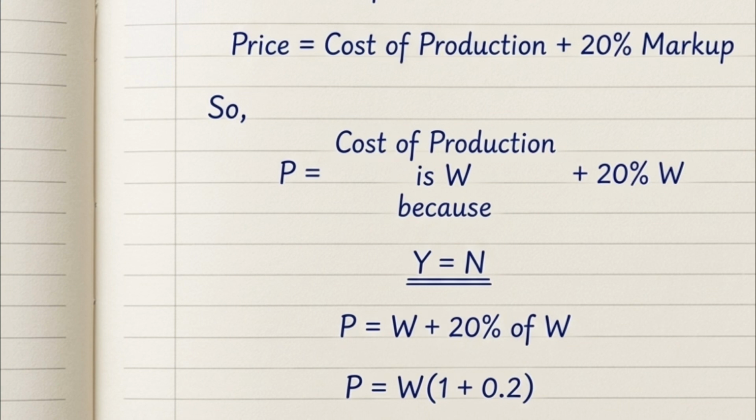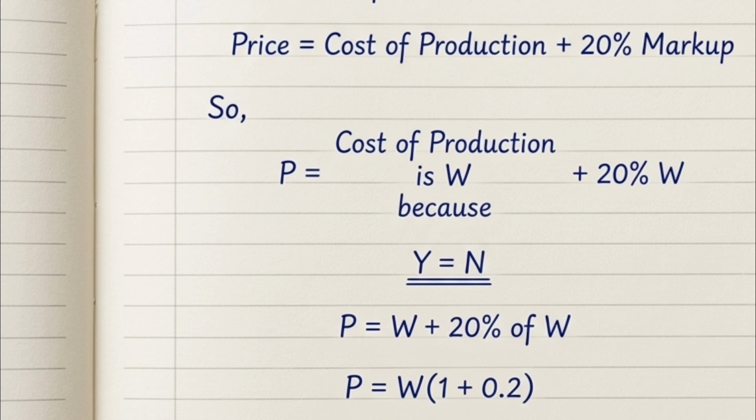Y equals N. This means one worker produces exactly 1 unit of output. Because of this, the extra cost to produce one more unit, the marginal cost, is simply the wage you pay to that one worker. So we can write the firm's pricing equation as price equals cost of production plus 20% of that cost. Pulling out the wage as a common factor, this simplifies beautifully to price equals the wage times 1 plus 0.2, which means price equals 1.2 times the wage.